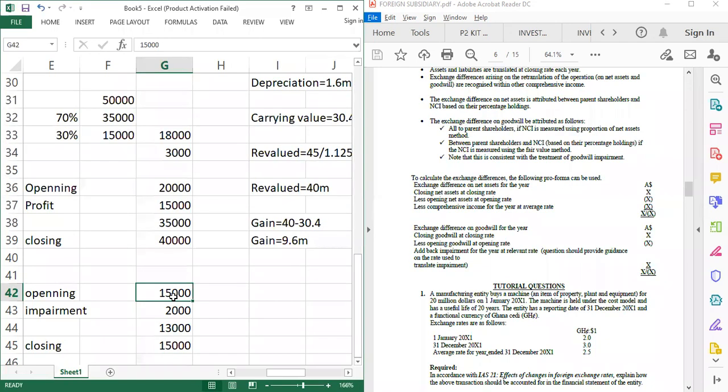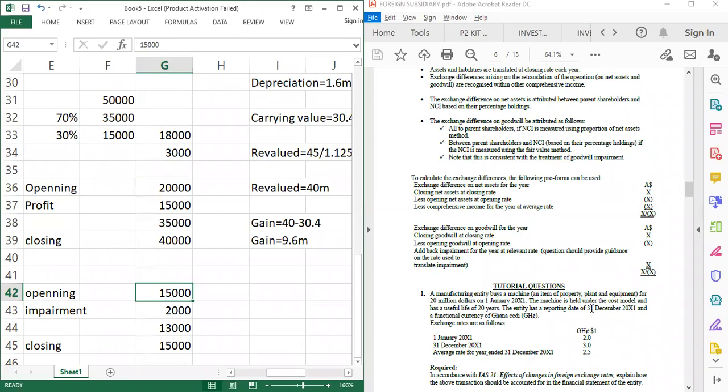So if you like, you can subtract the impairment from the opening before you compare the figure with the closing. Then you find this one. Or you can add the impairment back to the closing before you subtract the total opening, because the impairment is part of the opening. So you add back, anyhow you want to do it.